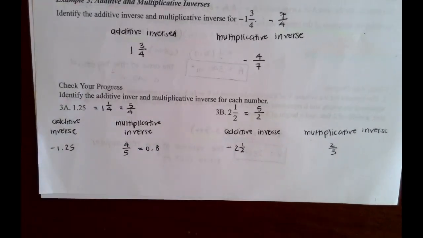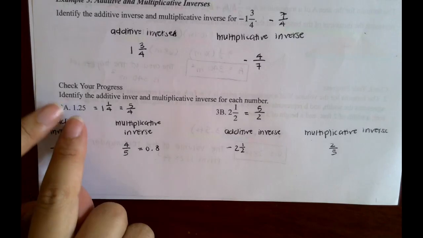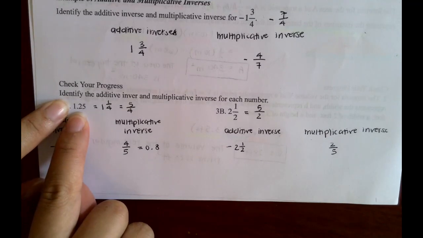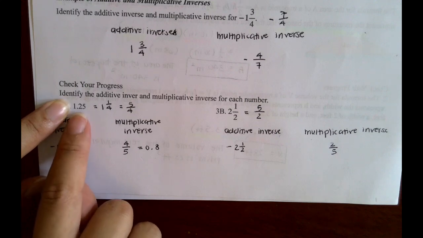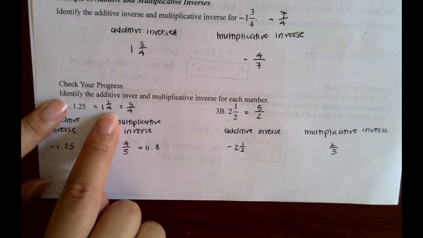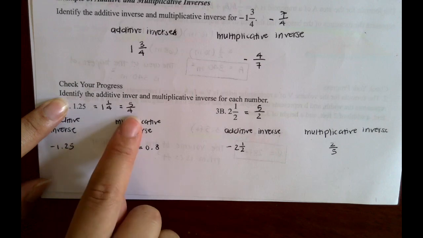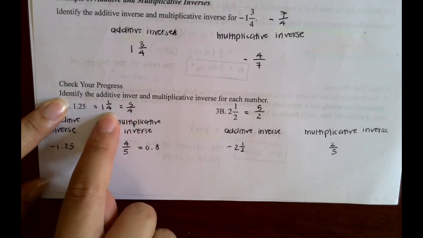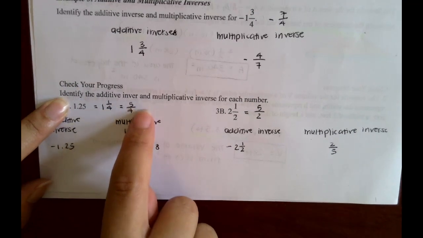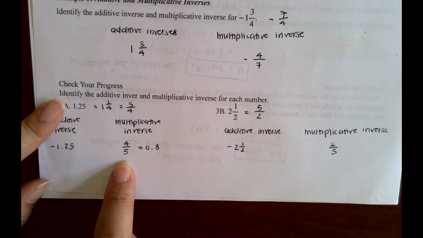Okay. Multiplicative inverse is the reciprocal of that number. Okay. So for 1.25, it's hard to do the reciprocal of it. So what I did is I changed it into a fraction. 1.25 is 1 1/4. Okay. I changed it into an improper fraction. So 1 times 4 is 4 plus 1 is 5. So 5 fourths. And then I just flipped it, which is 4 fifths.